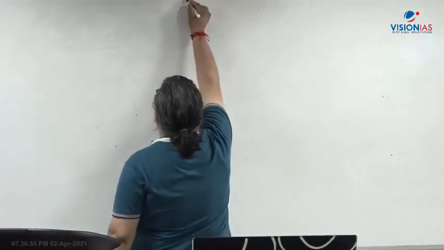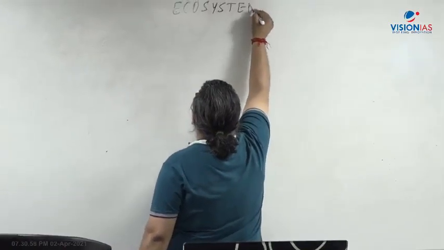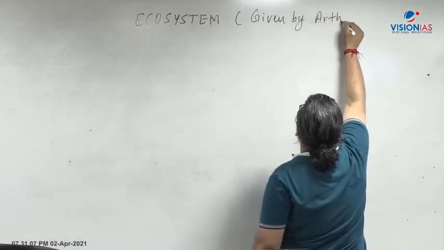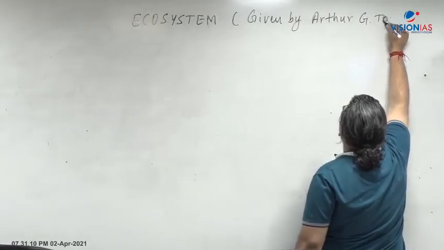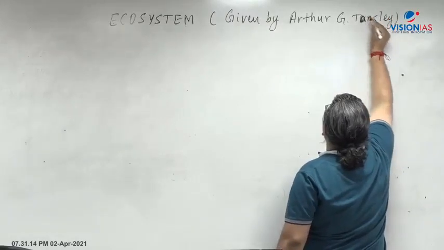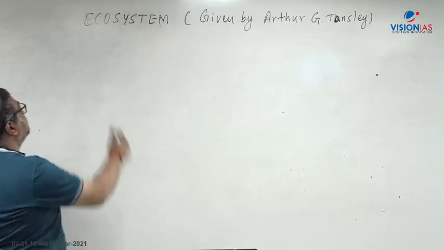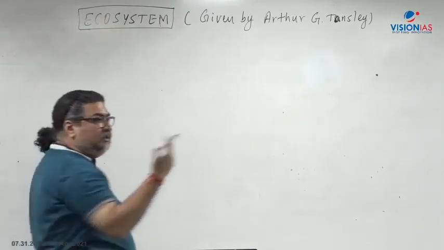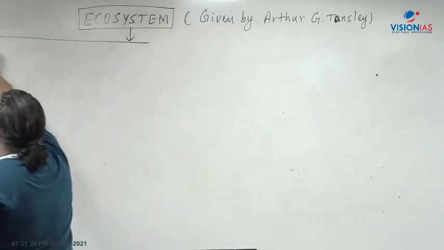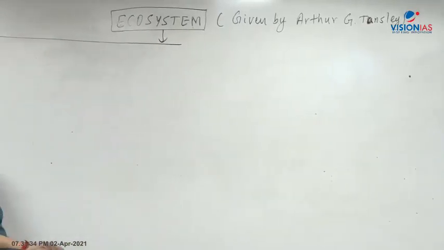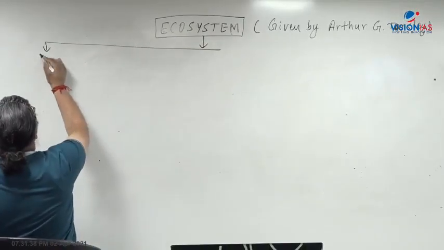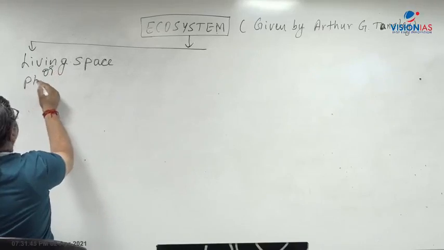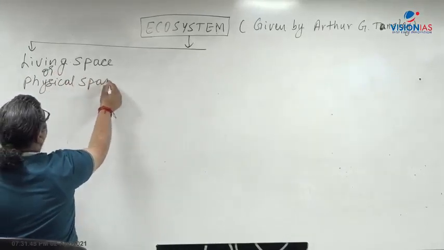So let's come to the concept of the ecological system, or ecosystem. This concept was given by Arthur George Tansley, A.G. Tansley, who gave the concept of ecosystem. Let us understand it. I'll put it across in a flowchart, which you can consider a mind map, so that you can have a quick revision before the exam. When you say ecosystem, the first understanding is in terms of living place: living space or living place, or physical space occupied by living organisms.